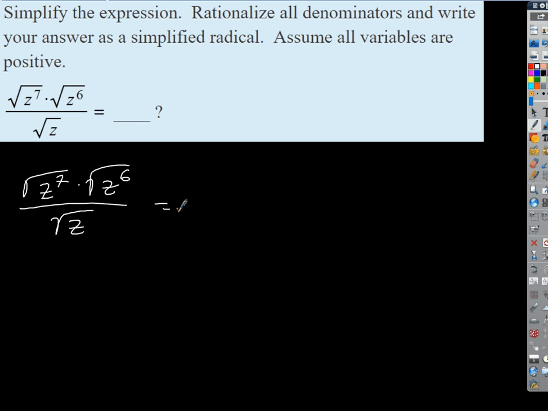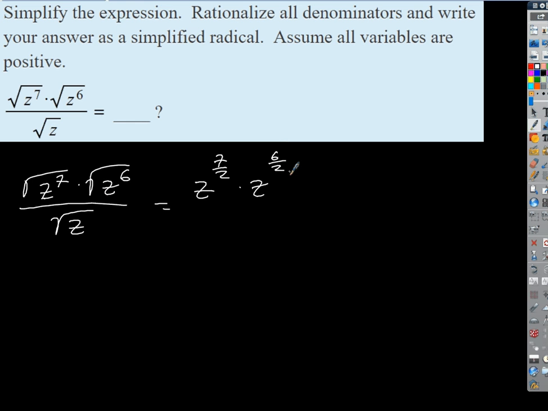So let's do the same thing we've always done here. Let's just write these as fractional exponents. So what's the square root of z to the 7th? Z to the what? 7 halves, good. Times the square root of z to the 6th? 6 halves. I could write that as a 3.